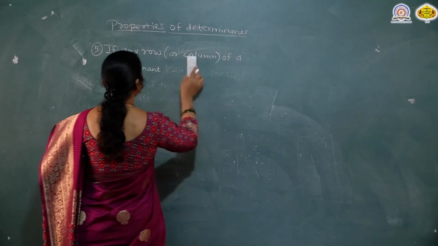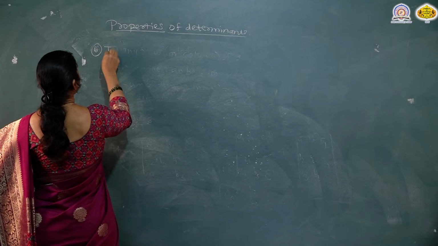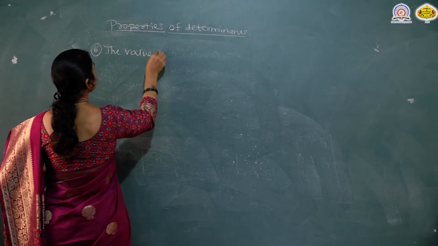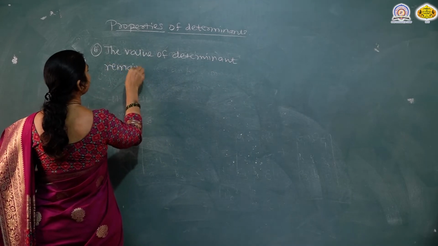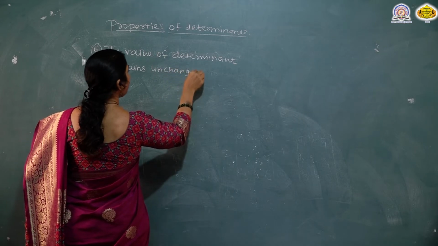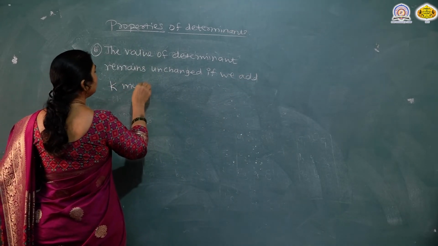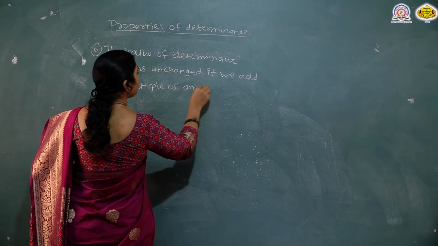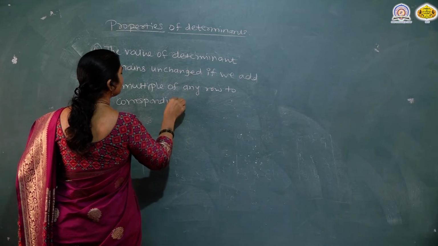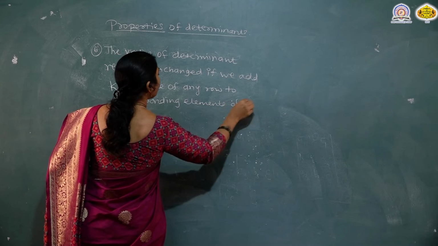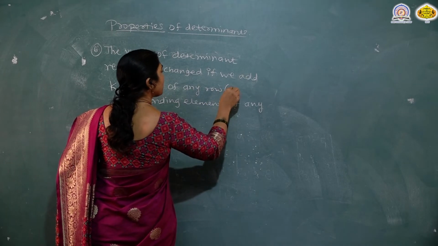The next property says that the value of determinant remains unchanged if we add k multiple of any row to corresponding elements of any other row. It is also true for column, so I can say row or column.